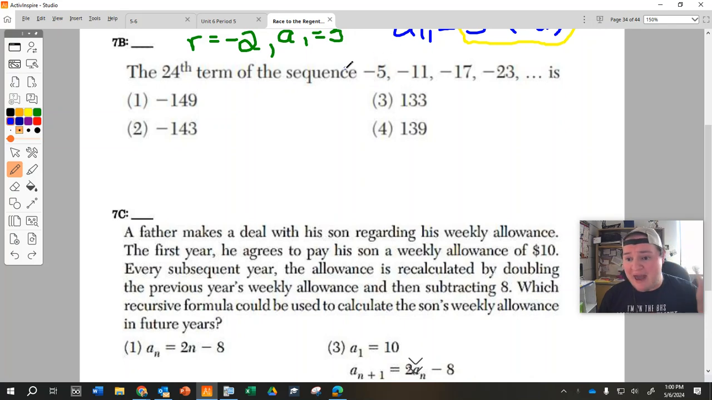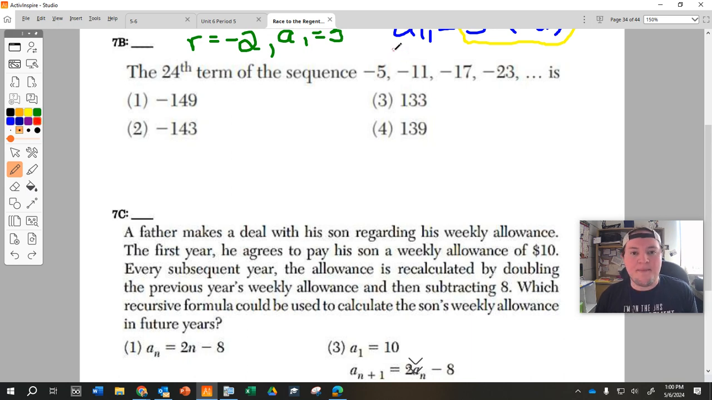Remember, sequences are just patterns. -5, -11, -17, -23, ... So you need to get an intuitive grip on what this pattern's doing. Every time, how is -5 going to -11 and then -11 to -17? What's it doing every time? What's the rule?